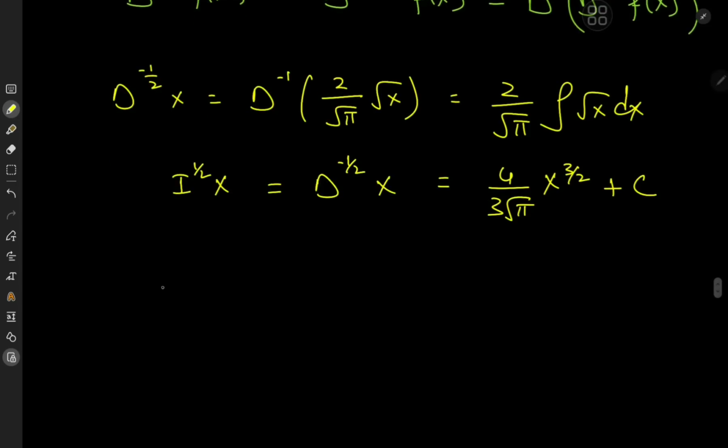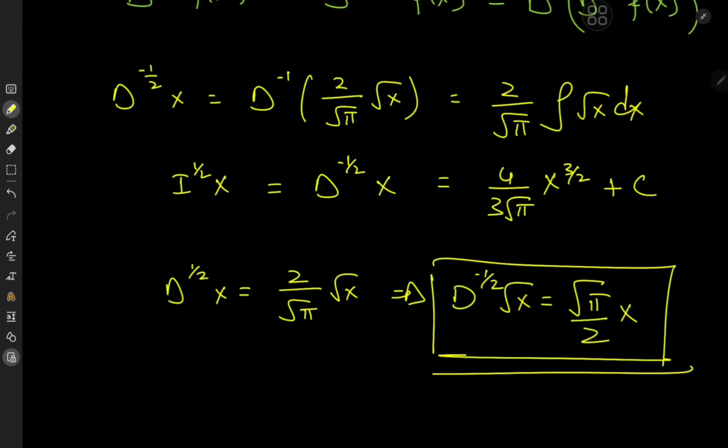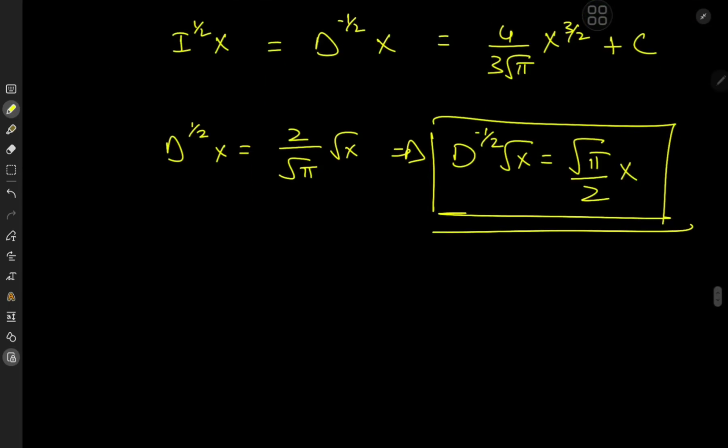Like, for example, I could write the half derivative of x, we know that this is equal to 2 by root pi times root x, but if I introduce the concept of half integrals or half antiderivatives, then I would get d to the negative 1/2 of root x being root pi by 2 times x. And is that the case or not? Let's verify this. Let's see if this thing works too.